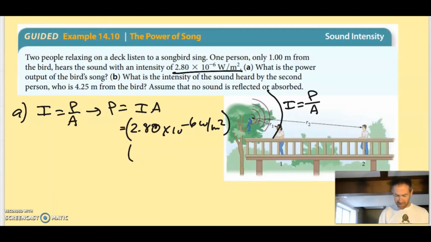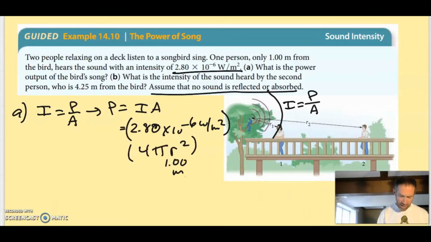Now, this person is a meter away, and we're going to assume that the sound is just spreading out in spheres. In fact, they say assume that no sound is reflected or absorbed, so you're not losing any of the energy, and you're not part of a reflection where you're actually getting waves from two different sources. So all that is to say, we use 4 pi r squared, 4 pi times 1 meter squared, to give us the area that sound is spread out over. And if you go ahead and run that through, you're going to get 3.52 times 10 to the minus 5 watts, or that many joules per second.